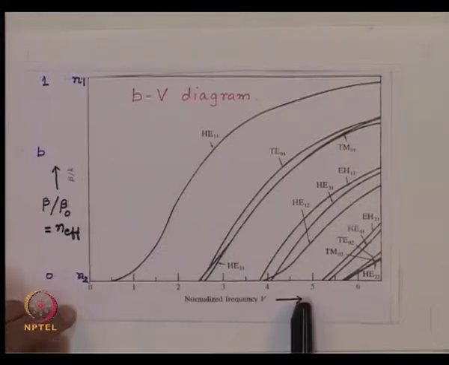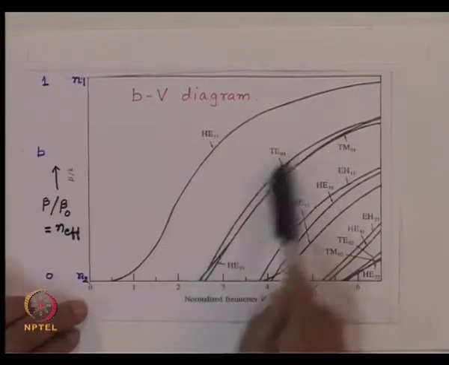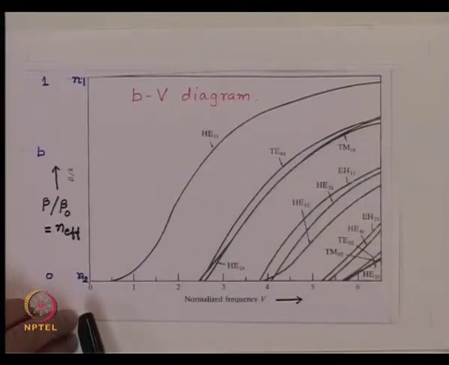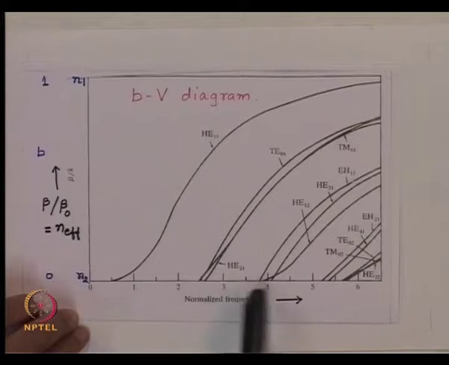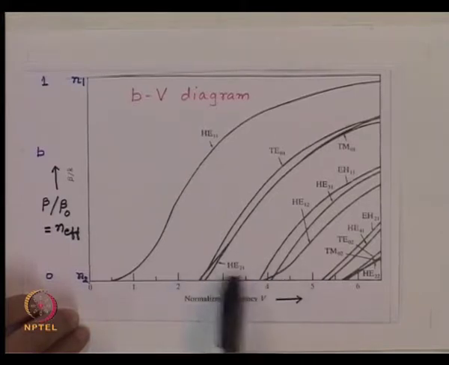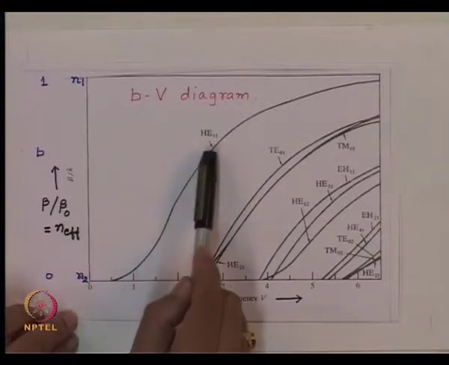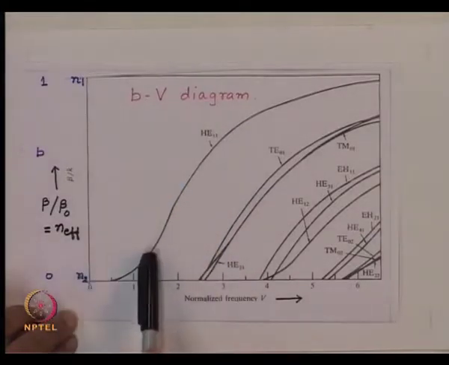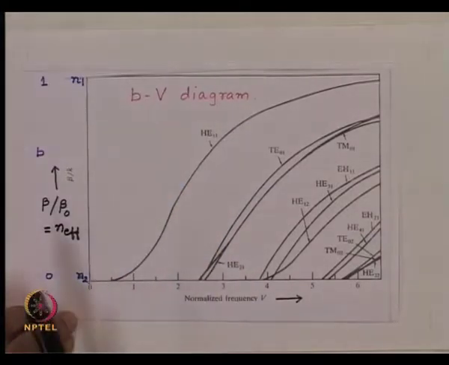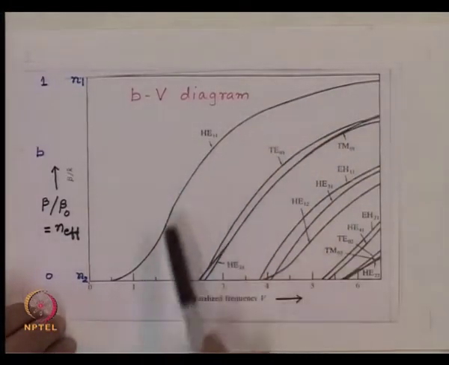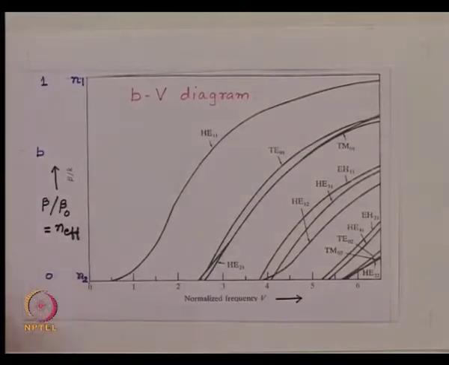Also, as the V number increases, more and more modes start propagating. So, all the modes have a cutoff, that means below certain V numbers, certain modes do not propagate, except this mode, which is the HE11 mode, which propagates down to V equal to 0. And then we said this is the mode which must correspond to a ray which travels along the axis of the optical fiber.